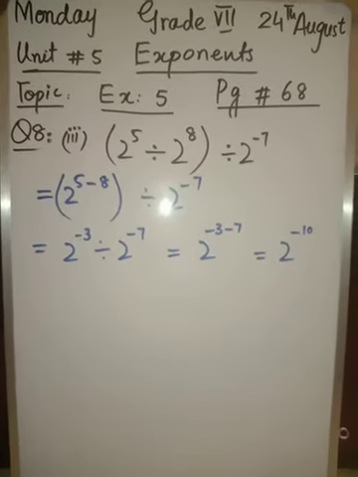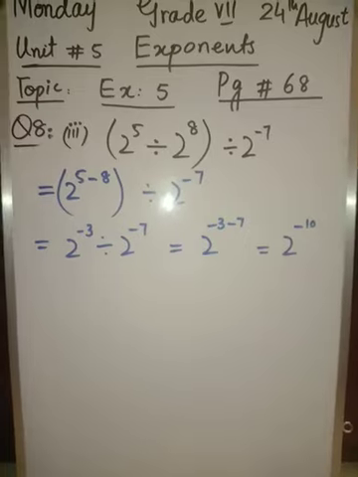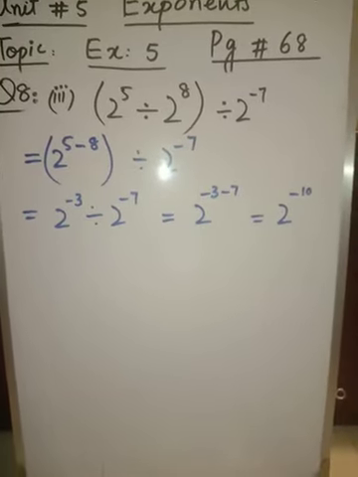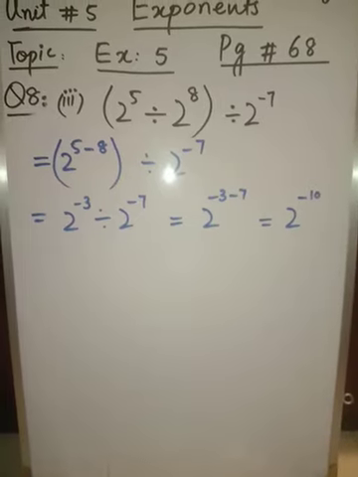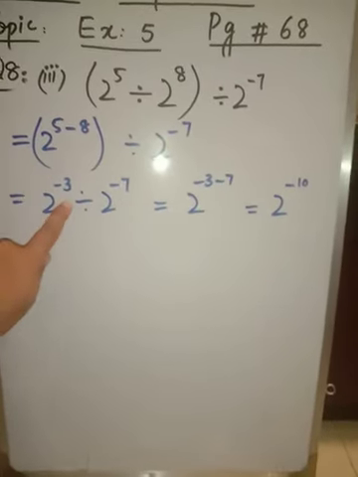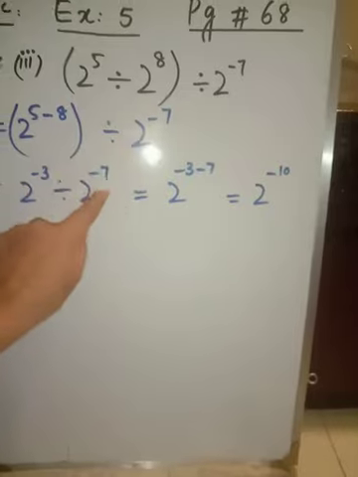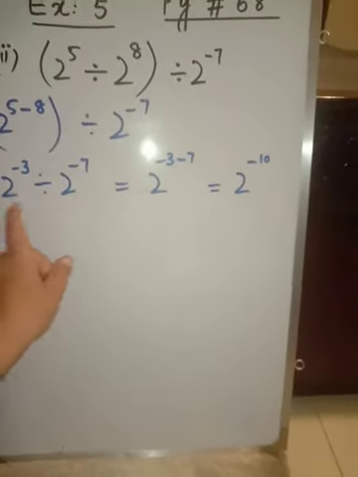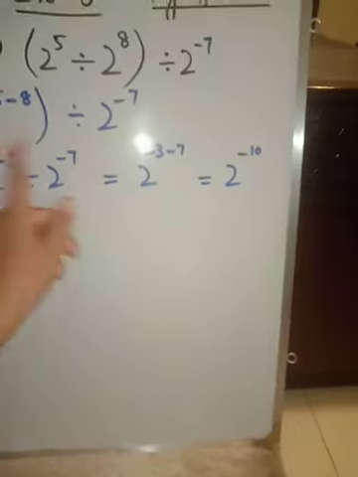Students, now in part number 3, we have 2 raised to power 5 and 2 raised to power 8 divided by 2 raised to power minus 7. All the bases are same. Subtract all the exponents. 5 minus 8 is equal to minus 3, and minus 7 as it is. Base is same and dividing. Subtract the exponents. So 2 raised to minus 3 minus minus 7.